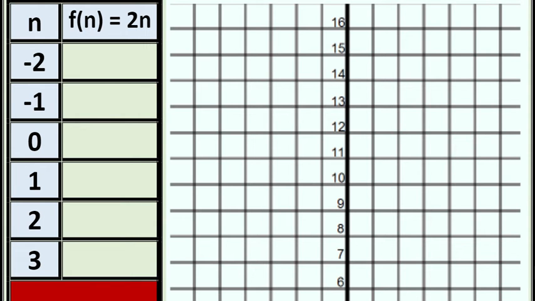So 2 multiplied by -2 gives me -4. 2 multiplied by -1 gives us -2. 2 multiplied by 0, anything times 0 always gives you 0. Now, 2 times +1 is 2. 2 times +2 is 4. And 2 times +3 is 6.